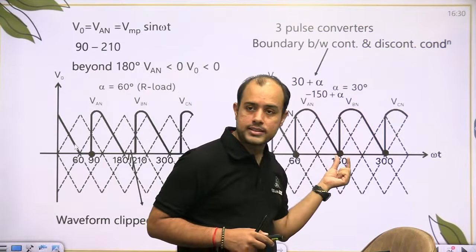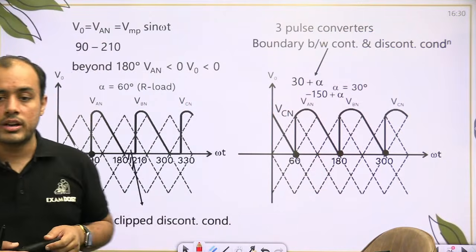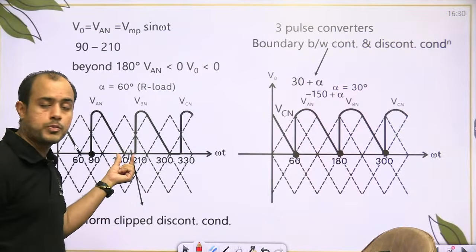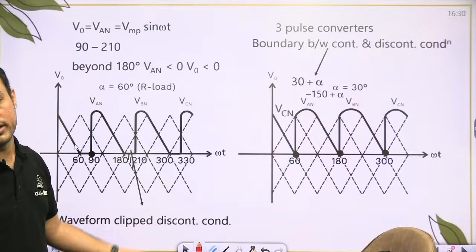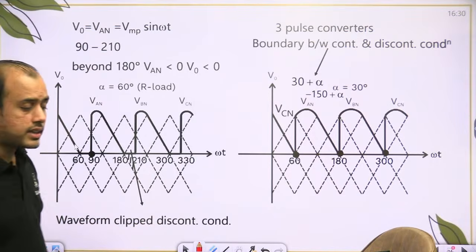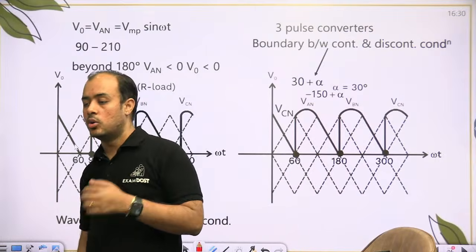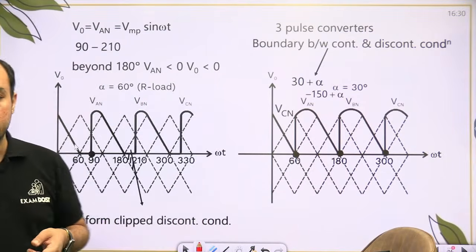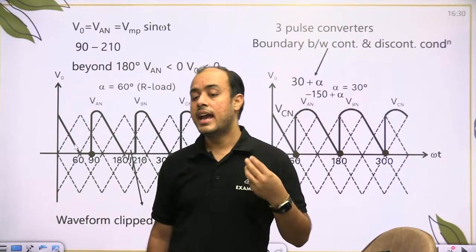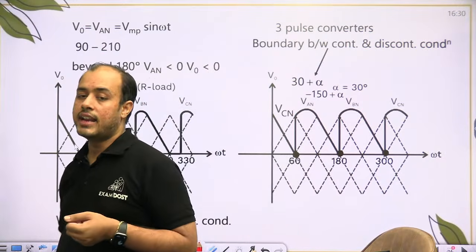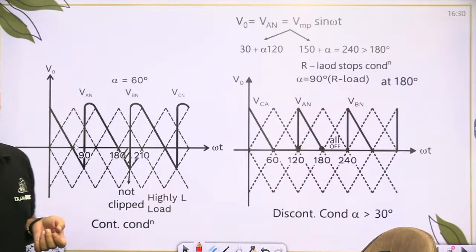And here output is touching 0. So it is the boundary between continuous and discontinuous conduction. Here output remains at 0 for some duration. This is discontinuous conduction. So what is continuous? When output never becomes 0. What is discontinuous? When output stays at 0 for some duration. And what is boundary? When output just touches 0, it does not stay at 0.